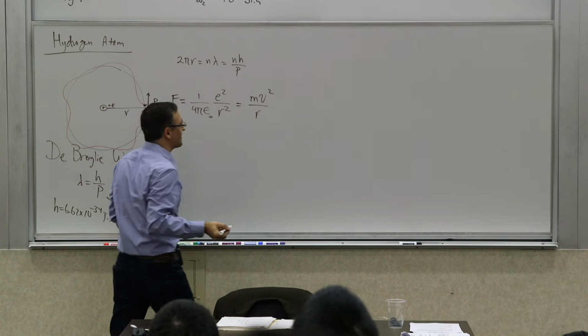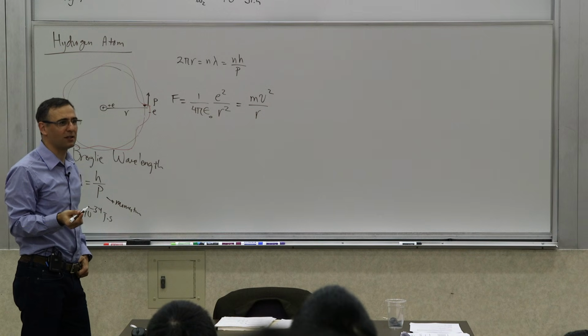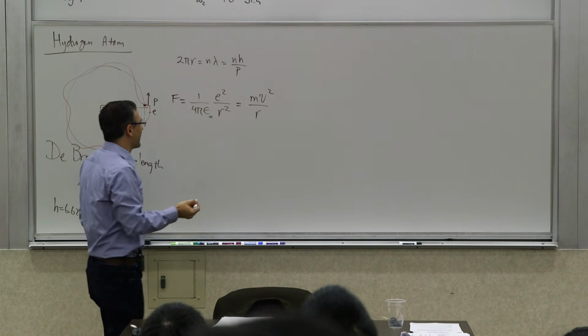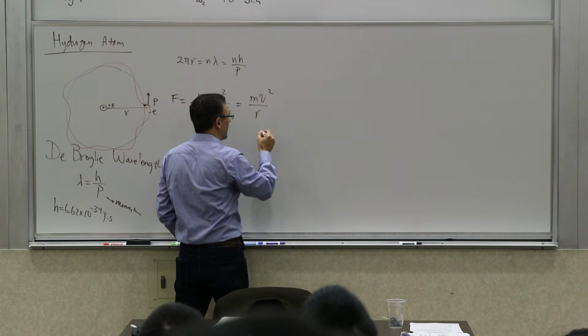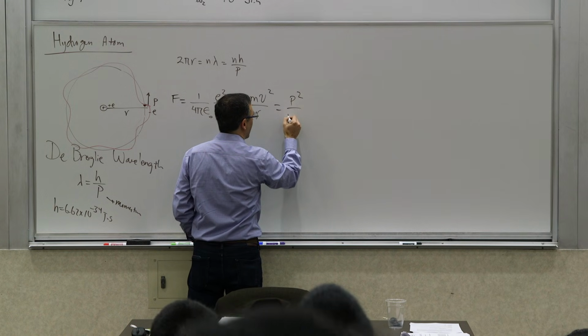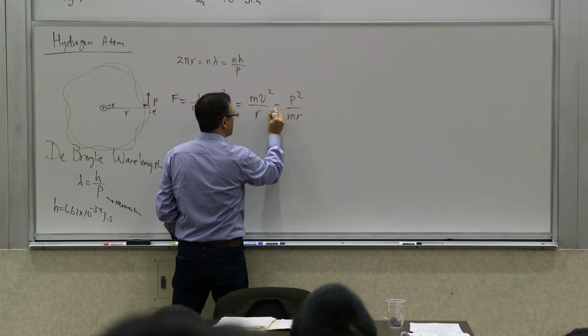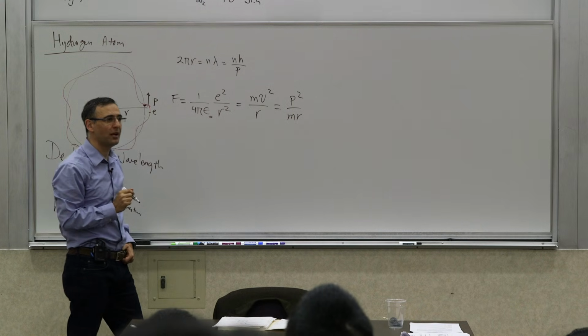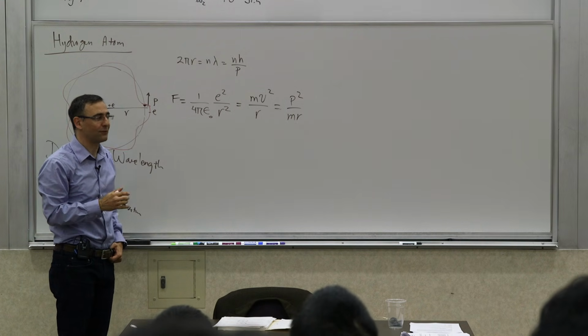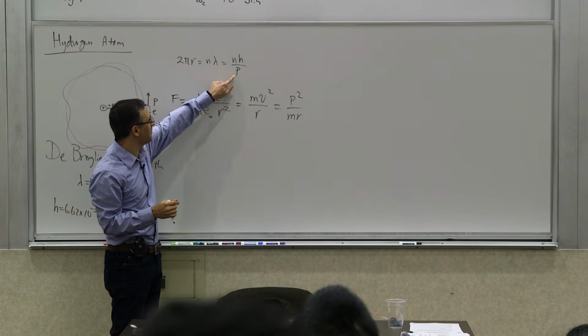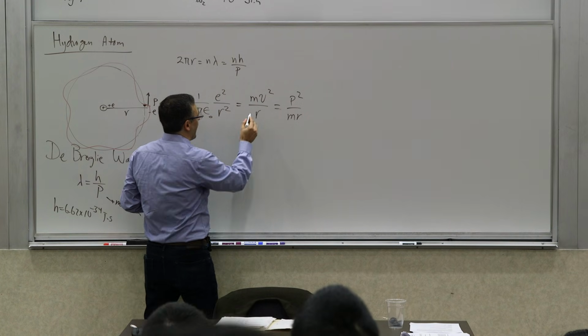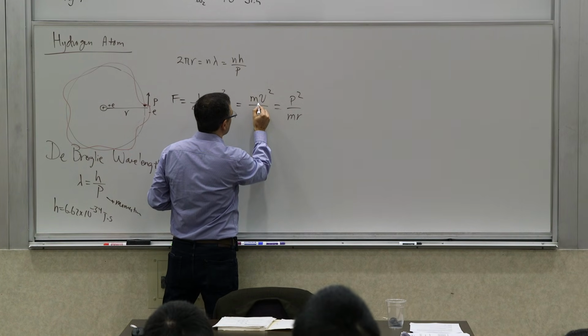Now, I want to express this in terms of momentum. So I multiply and divide by m. So I get m squared v squared divided by m r. So I can write it as p squared over m r. So now you can see we have our second equation between p and r. So we have two equations and two unknowns, r and p. Everything else is known. m0 is the mass of the electron. It's called m0.